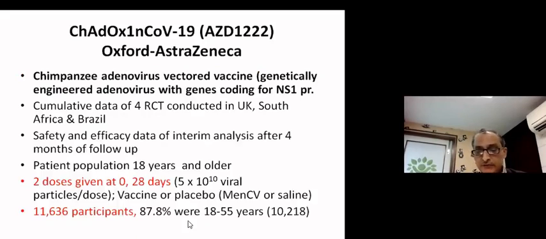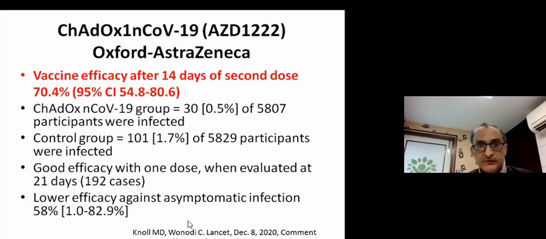87.8% had a very good immune response with the Oxford vaccine. So the vaccine efficacy, as I said, after 14 days after the second dose was about 70.4%, the cumulative vaccine efficacy. There was a little problem with their vaccine. They gave half the dose to some of the population initially, and then they doubled the dose. They found that even if you initially give half the dose and subsequently give a full dose, you have a very good immune response.